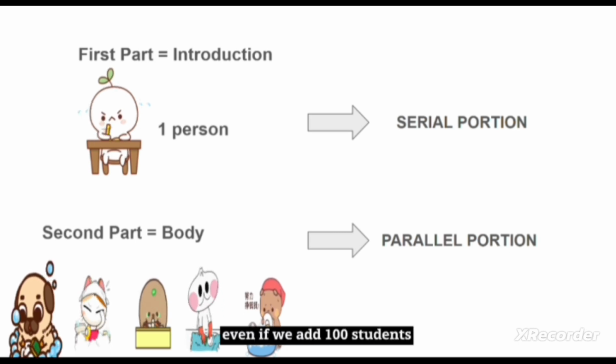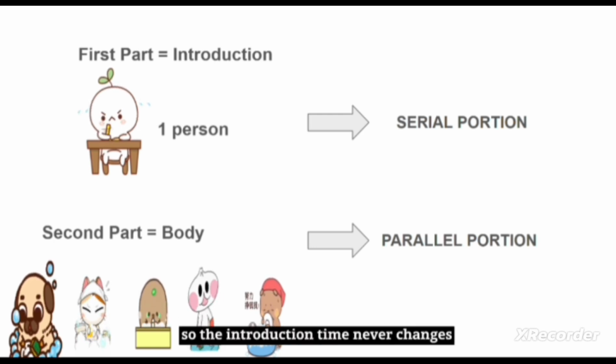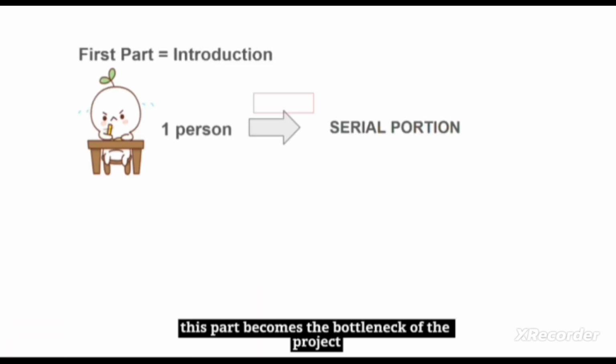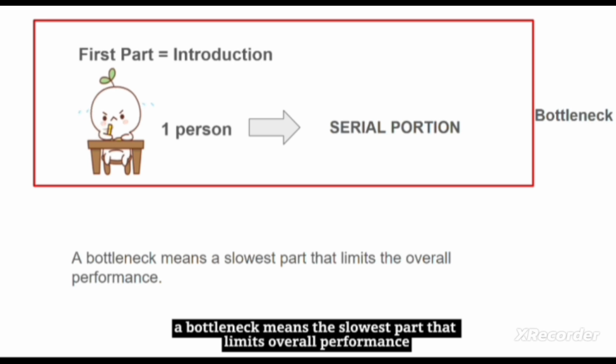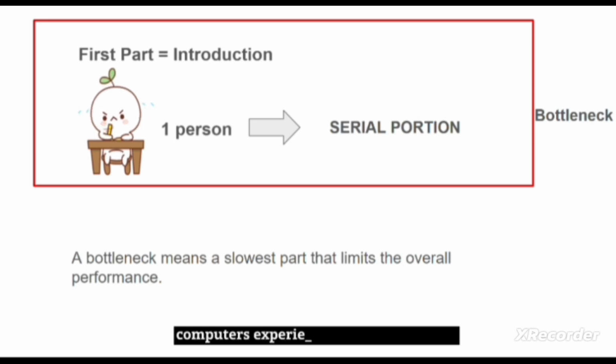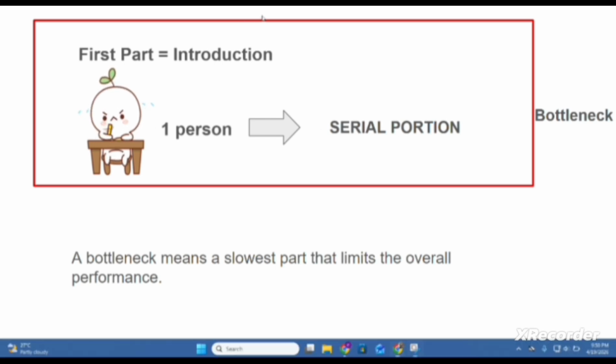Even if we add 100 students, only one student can write the introduction. So, the introduction time never changes. This part becomes the bottleneck of the project. A bottleneck means the slowest part that limits overall performance. Computers experience the same problem. Even if we add many processors, some parts of a program must still run sequentially.